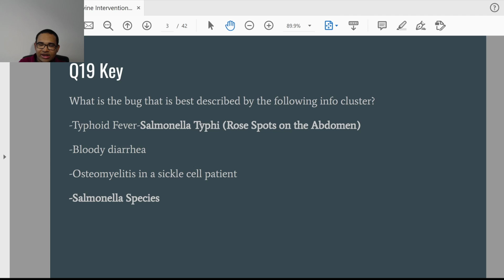And again, remember, Salmonella can cause bloody diarrhea, especially when you consume infected poultry and all that stuff. And then if you see a sickle cell disease patient with osteomyelitis, that's going to be Salmonella. So that's a simple one. And the bloody diarrhea from Salmonella is caused by Salmonella enteritidis, okay? Not Salmonella typhi. Salmonella typhi causes typhoid fever, but Salmonella enteritidis causes bloody diarrhea. Enteritidis, so enteric, which is referring to your GI tract.